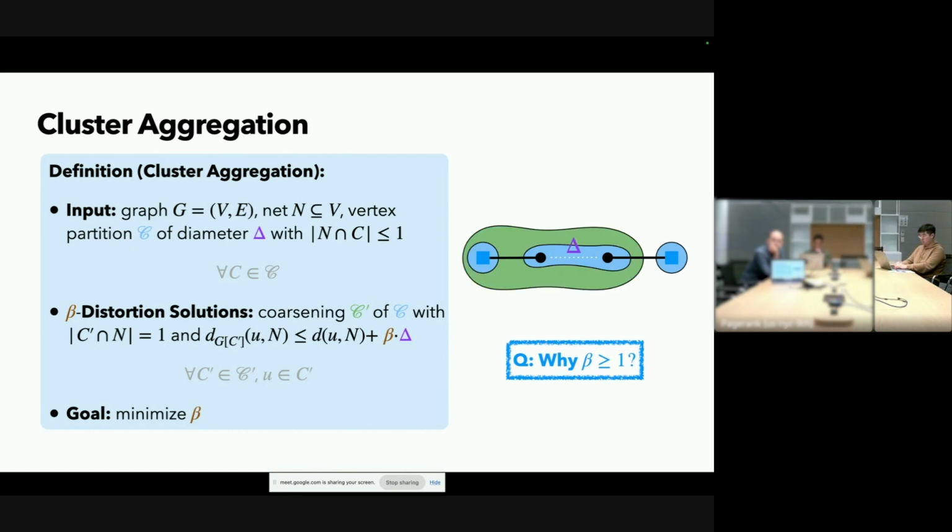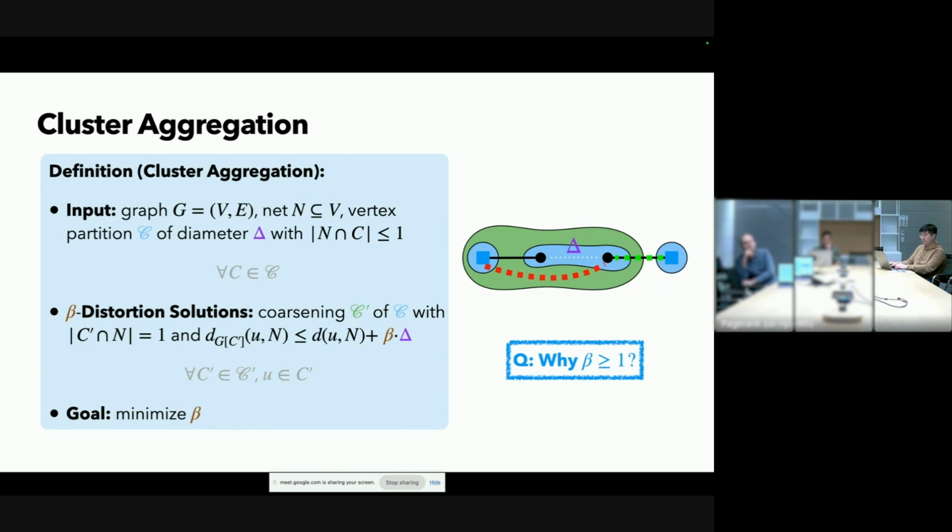And now if you think about this vertex on the right, originally you could just go 1 edge to get to the net vertex on the right. But now it has to first travel across this delta diameter thing and then go its 1 distance to the net on the left. So these simple examples existentially show that distortion is at least 1. Okay. So originally you could do that, but now you have to do that.